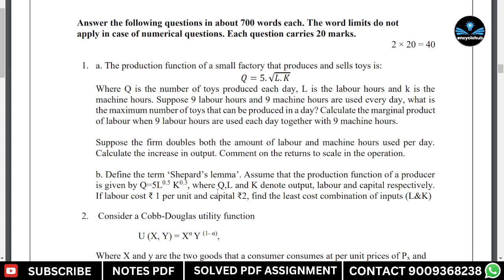Assume that the production function of a producer is given, where Q, L, and K denote output, labor, and capital respectively. If labor cost is 1 per unit and capital cost is 2, find the least cost combination of inputs.